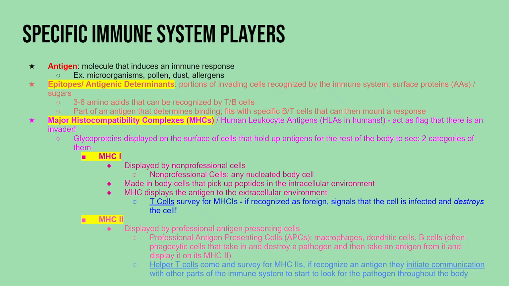Major histocompatibility complexes, or MHCs. These act as a flag that there's an invader, basically. So it's cells in our body that find a pathogen and then kind of hold up a portion or some sort of signal, so then the body can be like, oh, there's a pathogen here. So there's MHC1, and these ones are recognized by T cells, and MHC2, which are recognized by helper T cells.